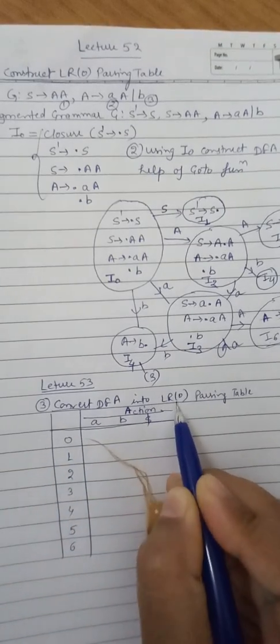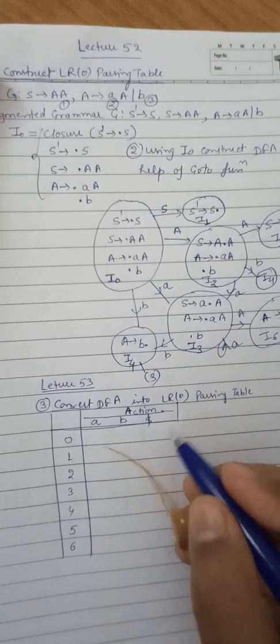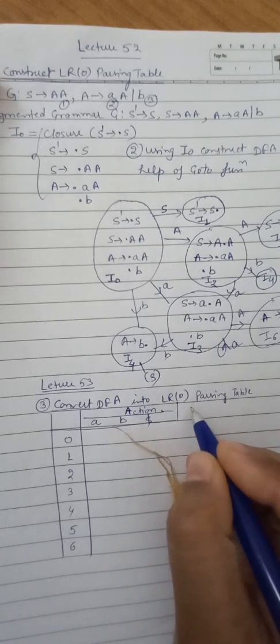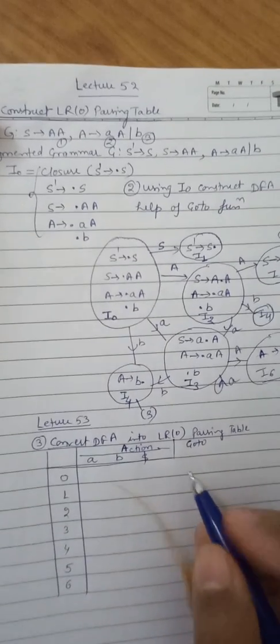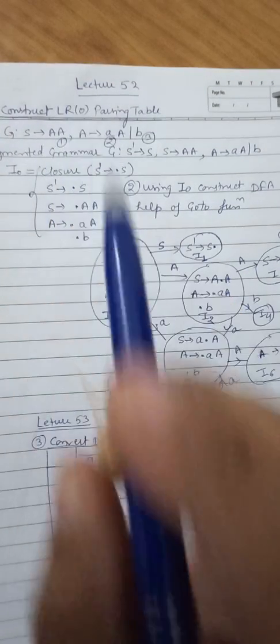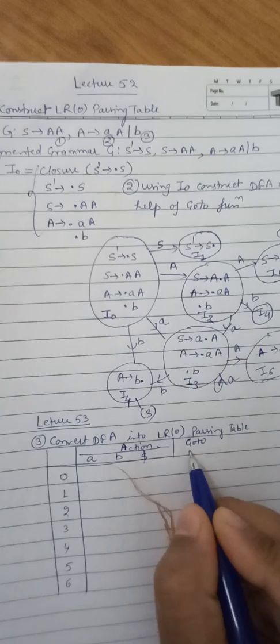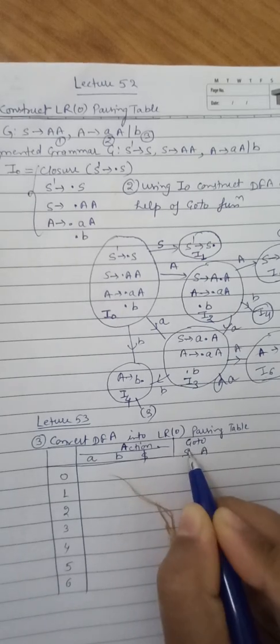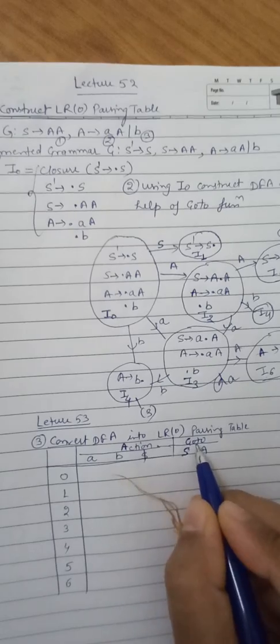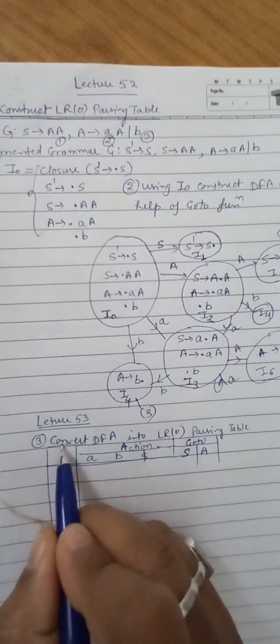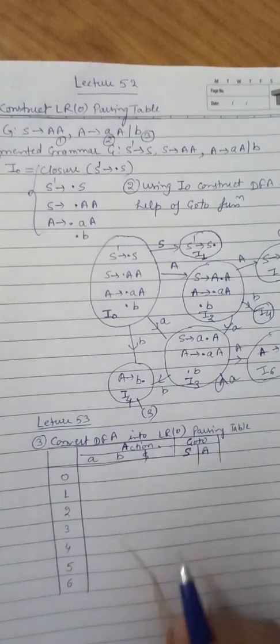So one thing is action and the second thing is Goto. In Goto, how many variables do we have? S and A. Two variables we have, so we will write the variables here, S and A. So like this we make a table.